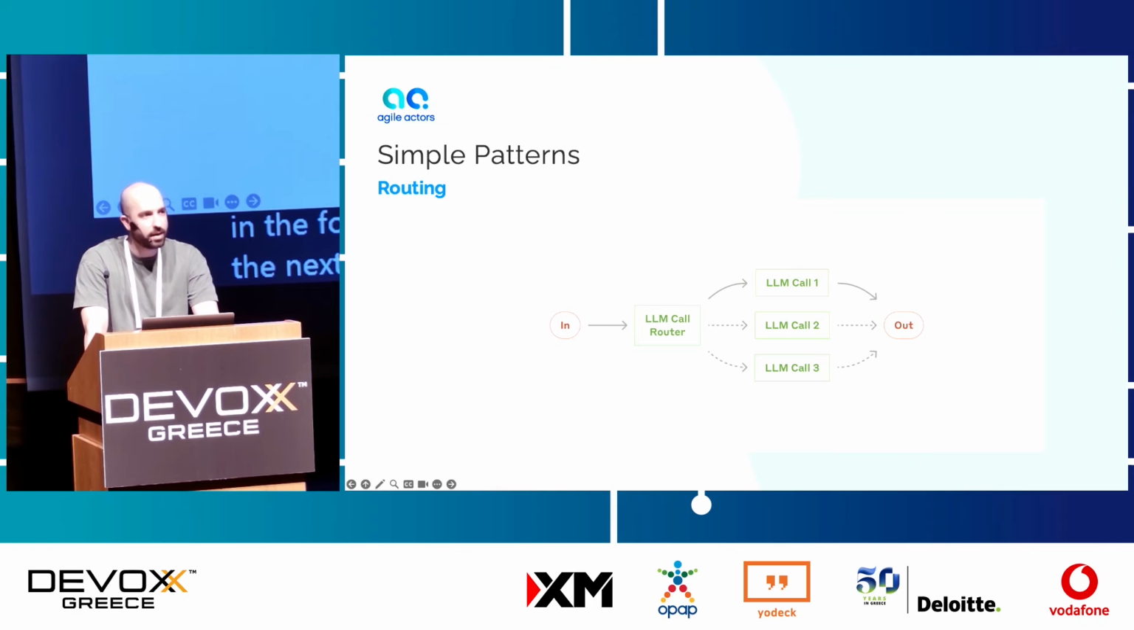The second pattern is routing. Routing addresses a very common challenge that we're all familiar with: different inputs require different handling approaches. So rather than creating a one-size-fits-all solution, routing uses an LLM to classify the input and direct it to specialized handlers. As you can see in the picture, we have an LLM call router, and based on its decision, it directs the input to LLM call 1, but it can also identify LLM call 2 and LLM call 3.